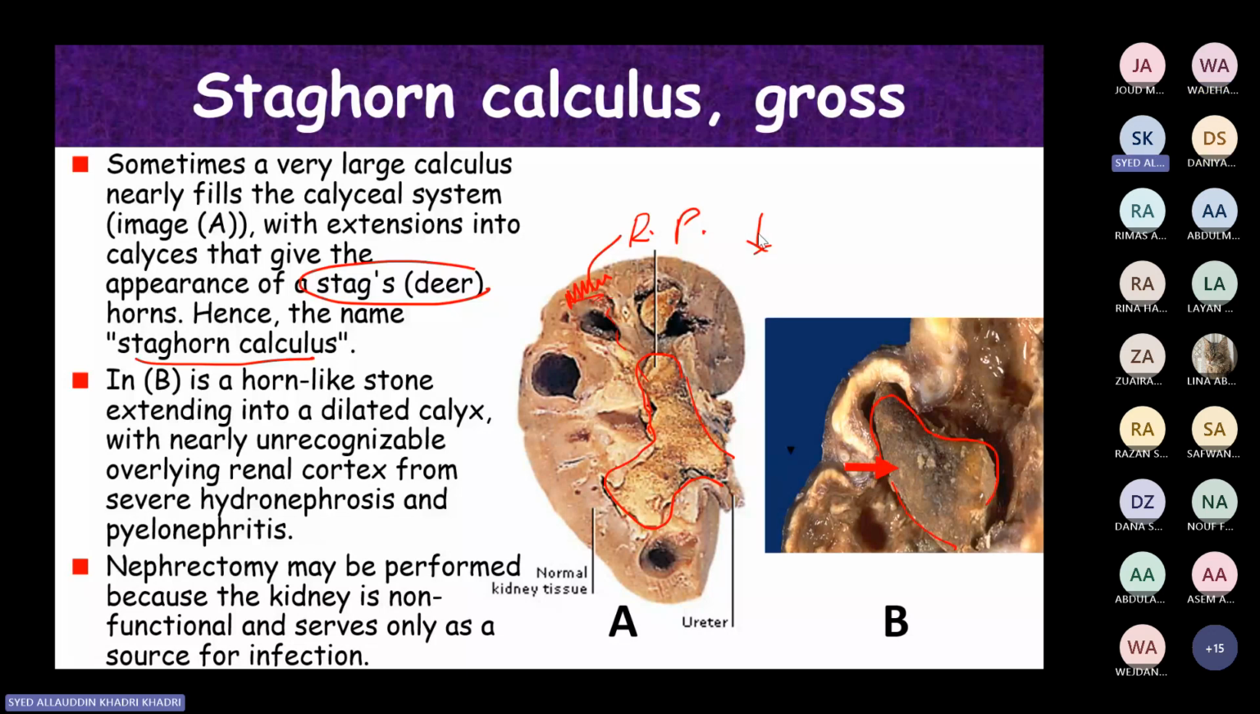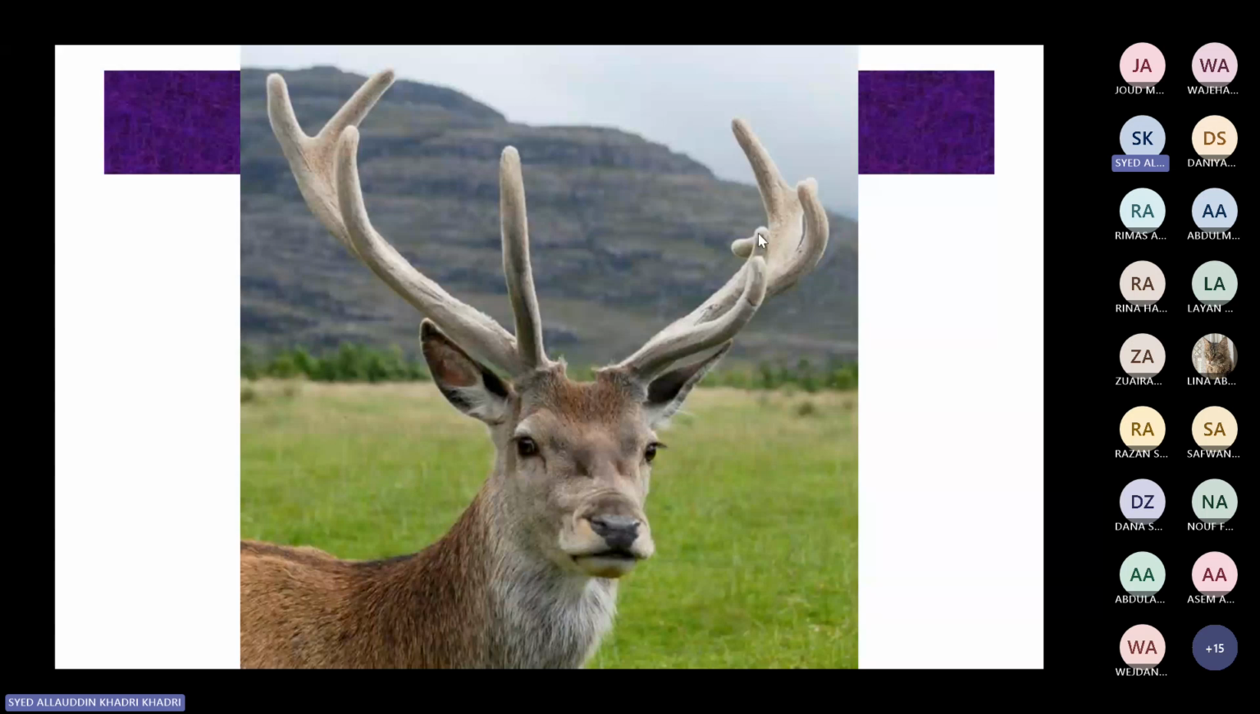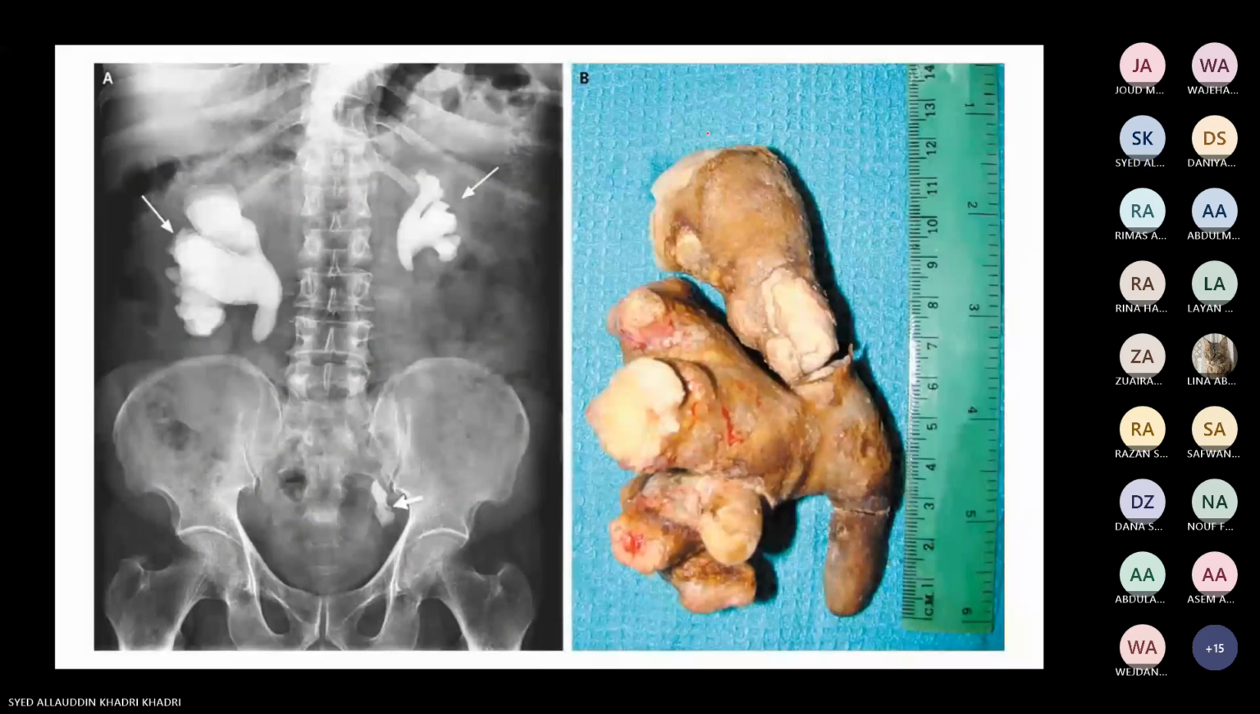Yes. Okay, right. Now you can see over here, I focus this attention for you, the staghorn in the deer. This particular area you can see over here becomes the staghorn calculus, and you can see this particular turmeric shape, and this one you can see over here in the X-rays. The staghorn calculus comes over here.